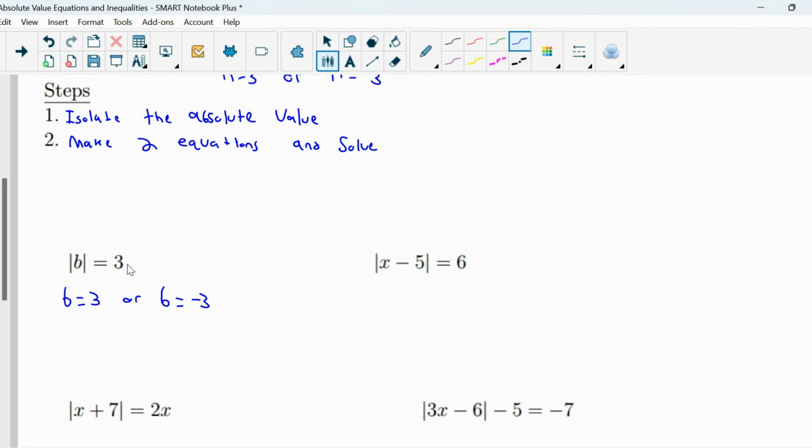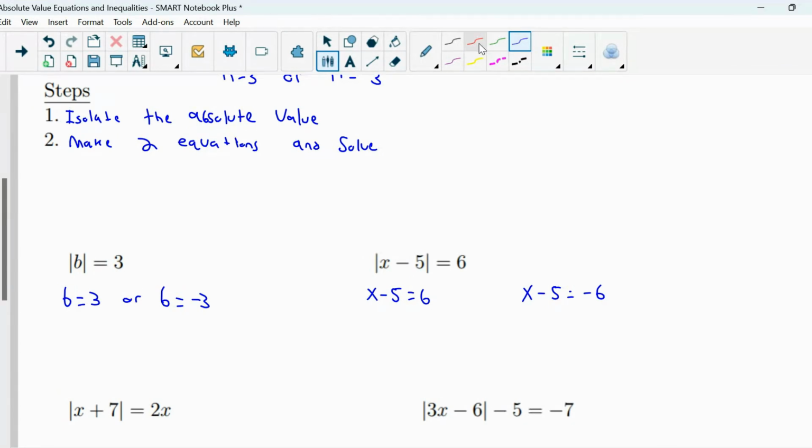In our second example here, we have the absolute value of x minus 5 equals 6. Obviously, our absolute value is already isolated here. So let's make two equations. Well, actually, we're going to drop our absolute value symbols. That's why we're making our two equations. So we have x minus 5 equals positive 6, which is what we initially have. And then our second equation, we have x minus 5 equals negative 6.